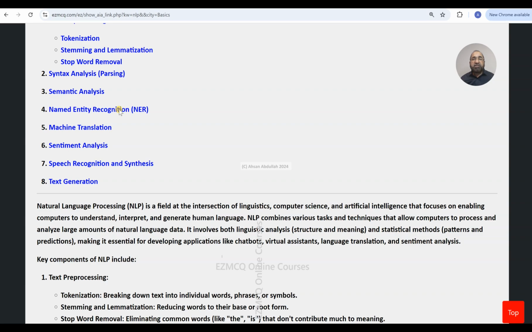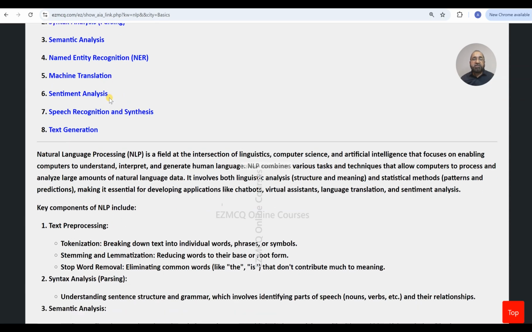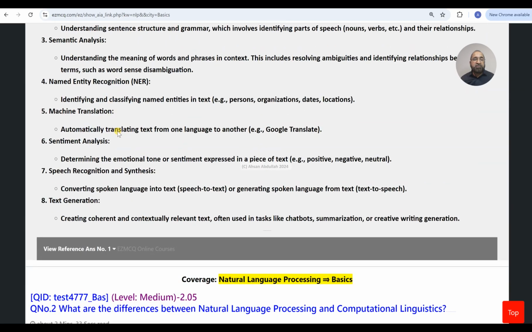So in a sentence, if there is a name of a fruit, is it actually a fruit, or am I referring to a brand name of a product? And of course, there are many challenges. And then there is machine translation. What does machine translation mean? Automatically translating text from one language to another language.